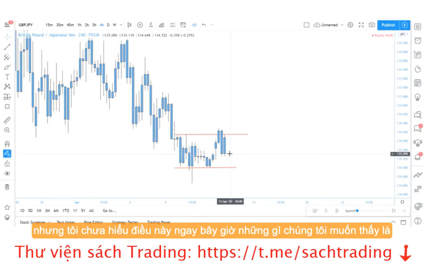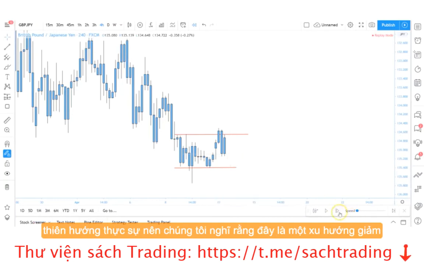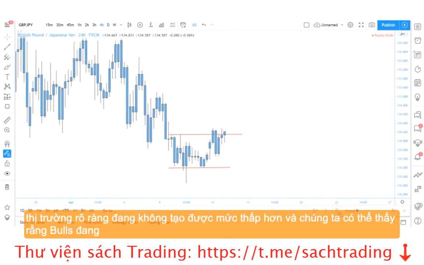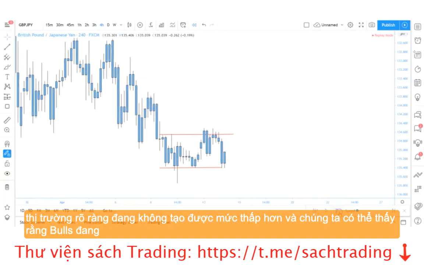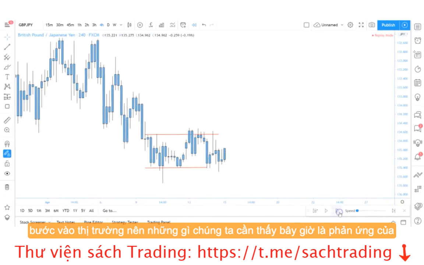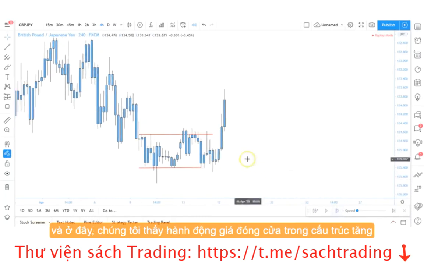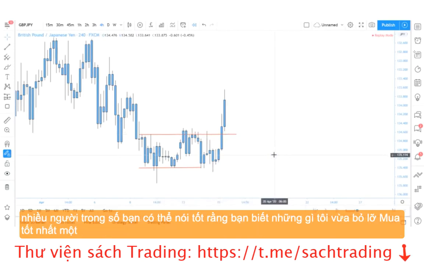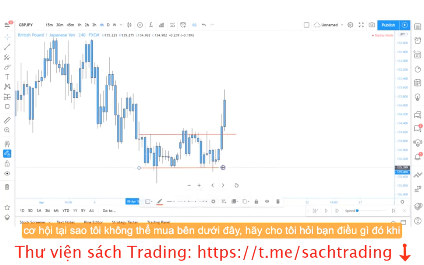What we want to see is true directional bias. So we have it in our heads that this was a downtrend, the market is clearly failing to make a lower low, and we can see that bulls are stepping into the market. So what we just need to see now is a reaction of that, and here we go. We see price action breaking, closing above structure. Now a lot of you might say, well you know what, I've just missed the best buying opportunity, why couldn't I buy below here?